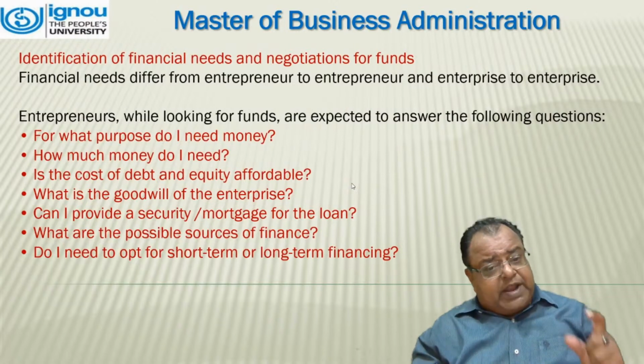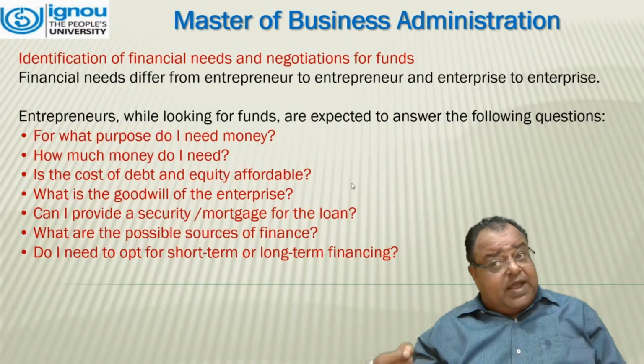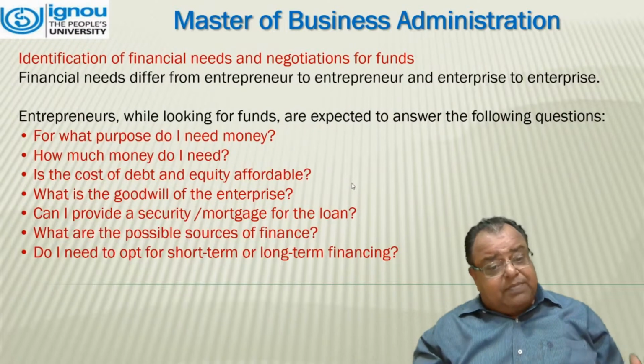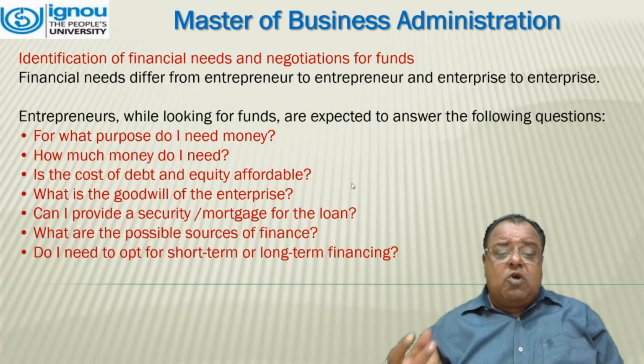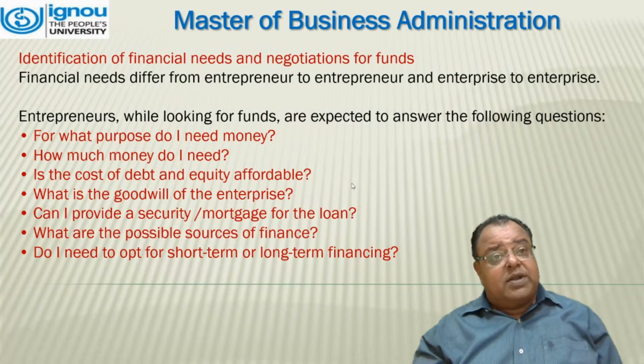If the cost of debt and equity is affordable, what is the goodwill of the enterprise? Can I provide a security mortgage for the loan? What are the possible sources of finance? And do I need to opt for a short-term or a long-term financing?